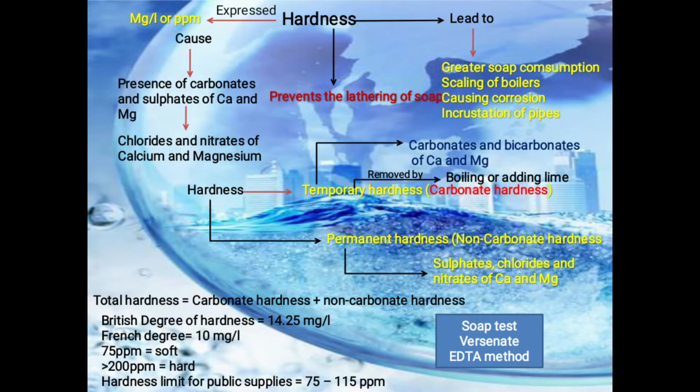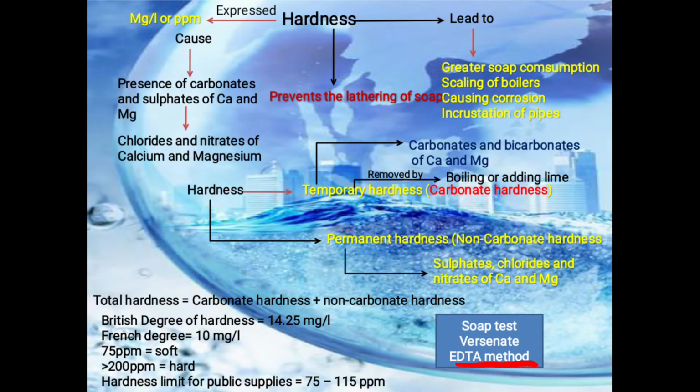EDTA method is considered to be the most accurate. Then in the EDTA method, a sample volume of 20 ml is taken. Then dilute this 20 ml sample in the Erlenmeyer flask to 40 ml by adding 20 ml distilled water. Then 1 ml of ammonia is added so as to bring the pH to 10 plus or minus 0.01.